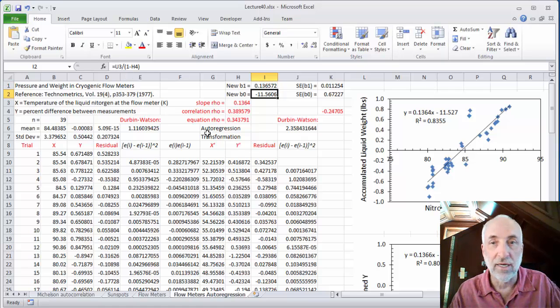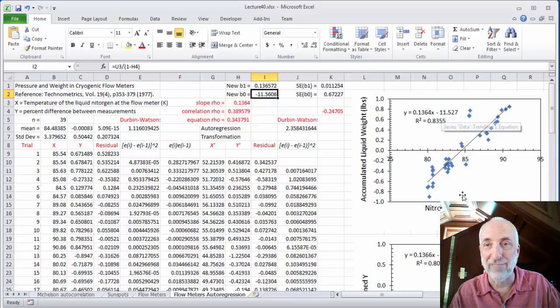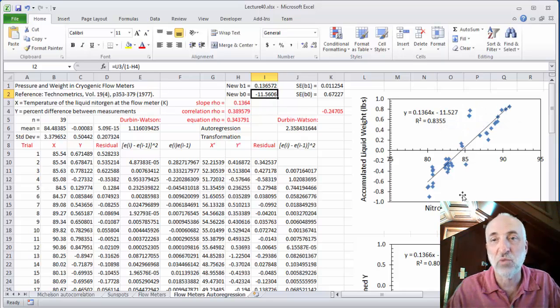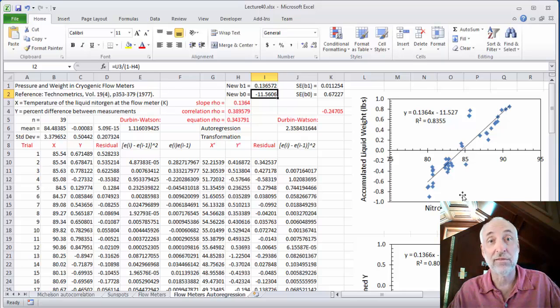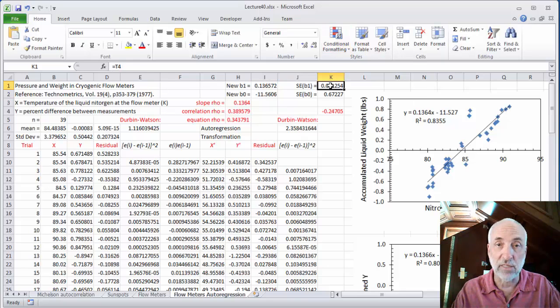So I take the intercept of our new fit and divide by 1 minus the correlation that I used, 1 minus rho, a rho estimate, and that gives me minus 11.56. You see, it's not really much different than minus 11.53 that I got originally. So in fact, I have not changed the intercept and slope values by doing this transformation. What I have changed is the standard error estimates for the intercept and slope.